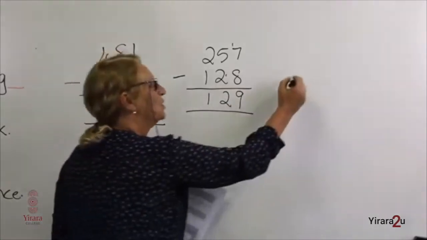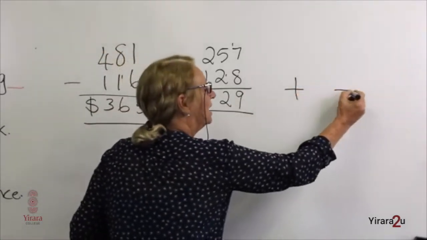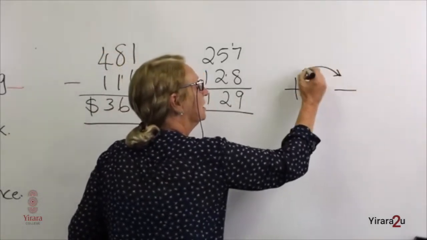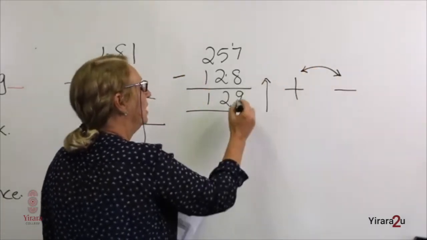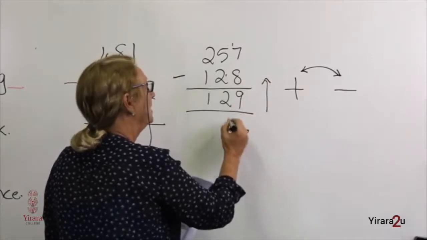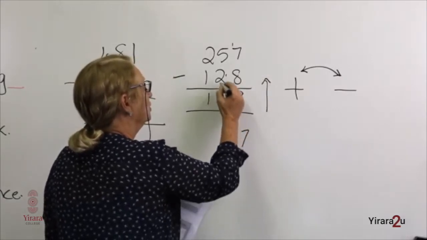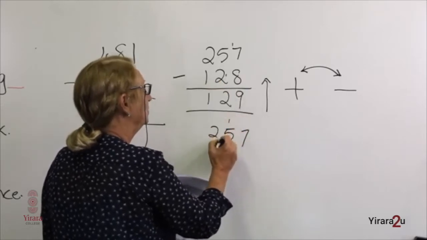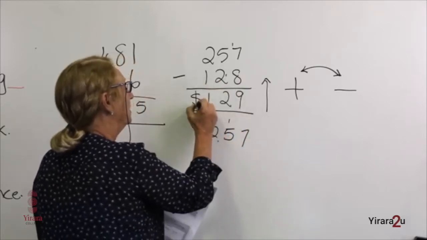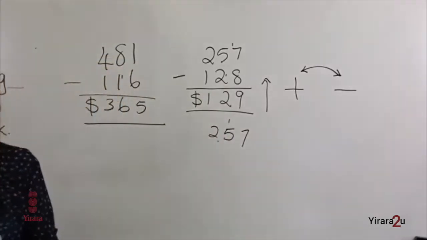Now remember I talked yesterday about plus and minus being related, so we can go the other way here to check if we're right. 9 and 8 is 17, carry 1. 2 and 2 is 4, carry 1 is 5. 1 and 1 is 2, we're correct. Put your dollar sign in. Okay.